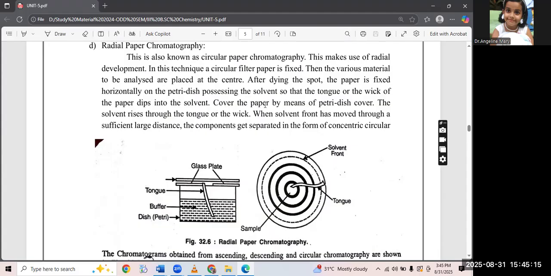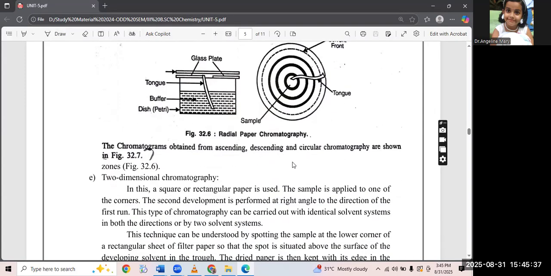Then cover the paper with the Petri dish cover. The paper should be covered by the glass plate of the dish. The solvent rises through the tongue or wick, so the solvent is absorbed and comes up. When the solvent front has moved through a sufficiently large distance, the components get separated in the form of concentric circular zones. This is the concentric circular zone.